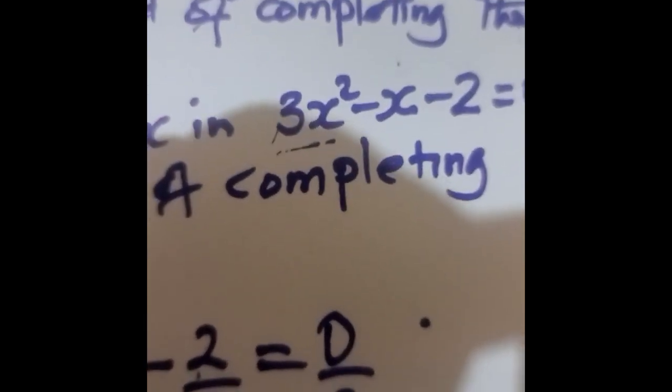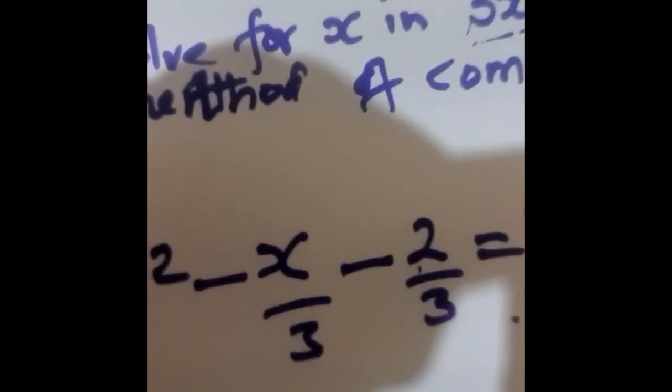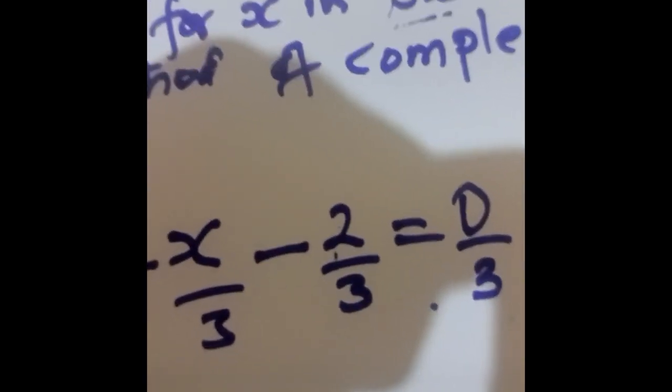Okay, we divide everything. Remember, this is an equation, and whatever we do on the left hand side must be done on the right hand side too. And of course, now we know 0 divided by any number is 0.